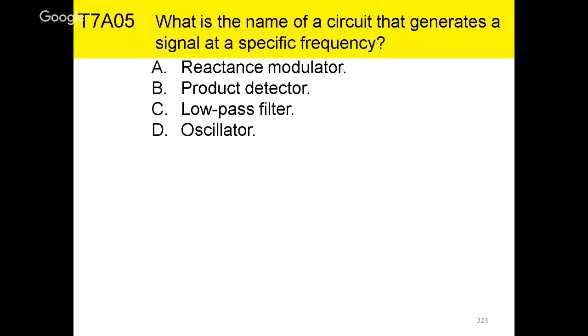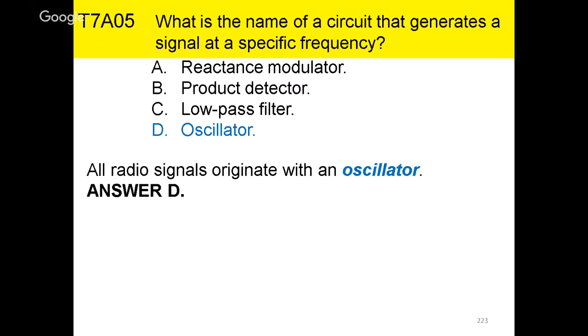So what is the name of a circuit that generates a signal at a specific frequency? Well, it's actually the smallest answer, oscillator. It oscillates back and forth and actually creates the signal that you would transmit out if you were to do a dead carrier. The oscillator is actually what generates the signal going out. That's your dead carrier once you key the microphone.